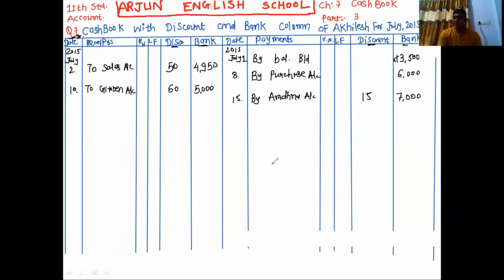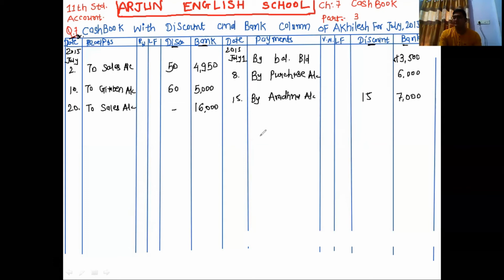Next, 20, goods of 16,000 sold to Kajal. Here we sold the goods, so it is our receipt, income receivable, recorded on the debit side to sales account. Sold goods to Kajol for 16,000, for which she issued a check of the necessary amount, which is deposited into the bank. Here, check of 16,000 received. We sold the goods for 16,000. We received the check for 16,000. There is no discount. Okay.